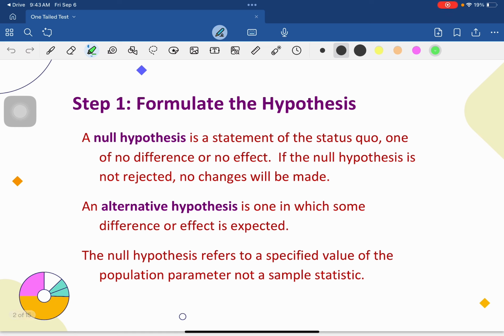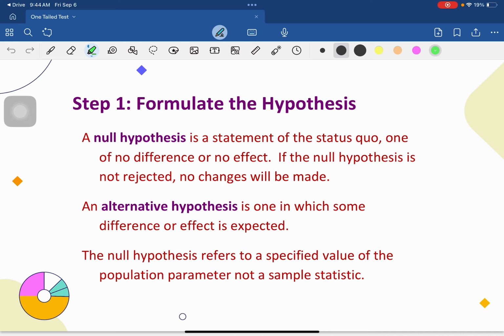So first is, of course, to formulate the hypothesis. So we're going to the part wherein we begin to come up with hypotheses so that we can use them for our studies later on, or for scenarios that we want to analyze. So step one in using the one-tailed test is to formulate the hypothesis.